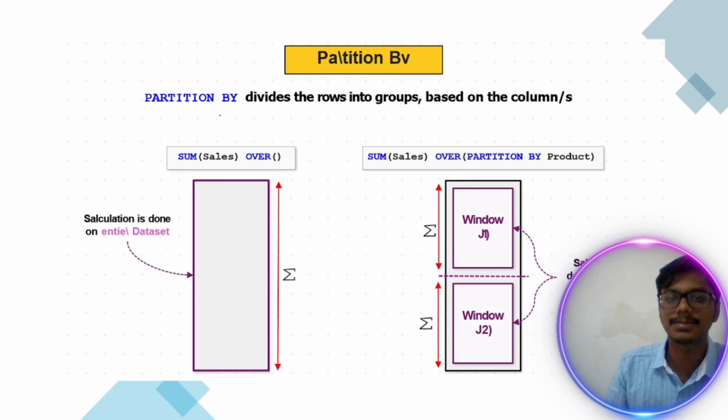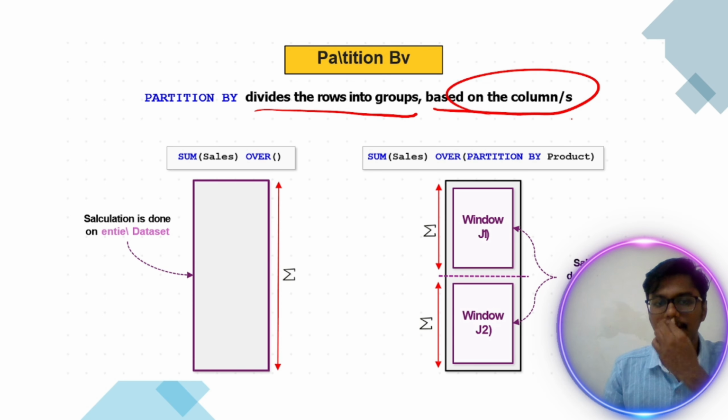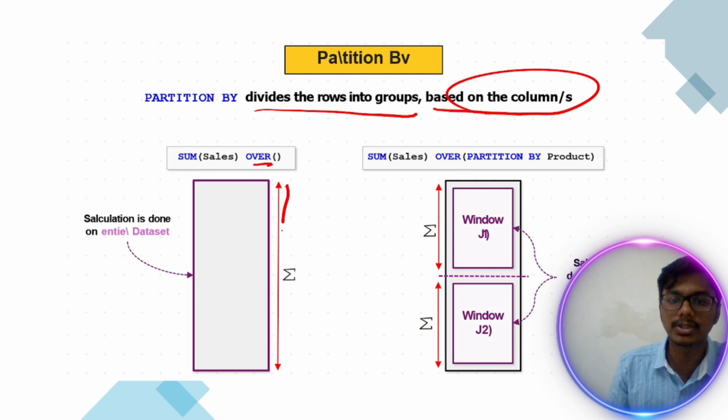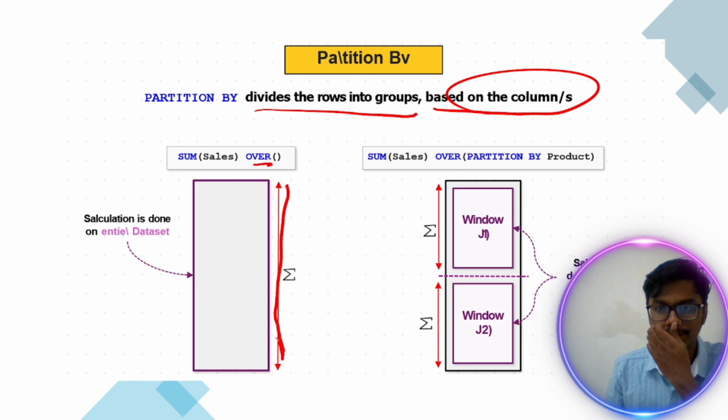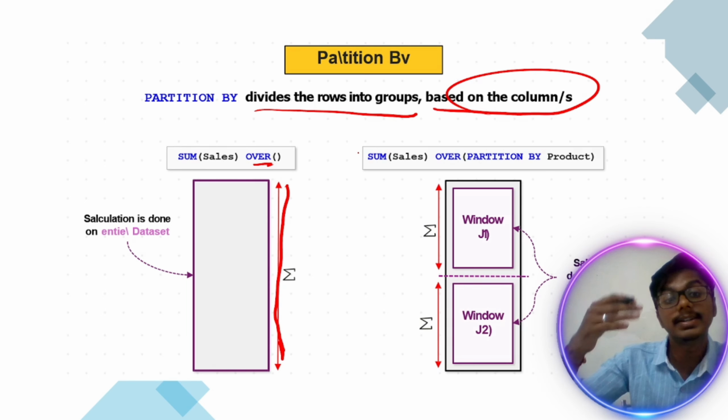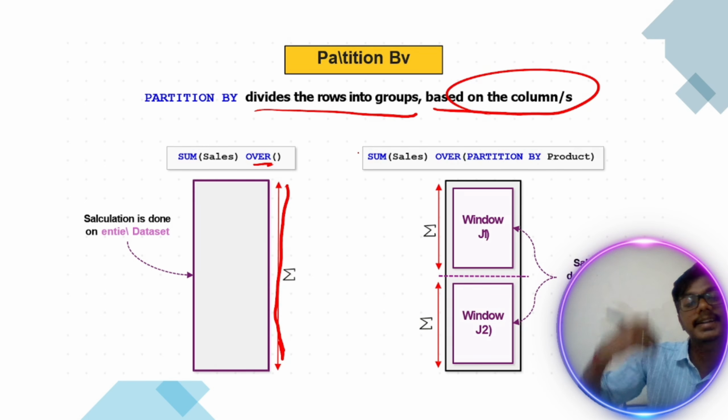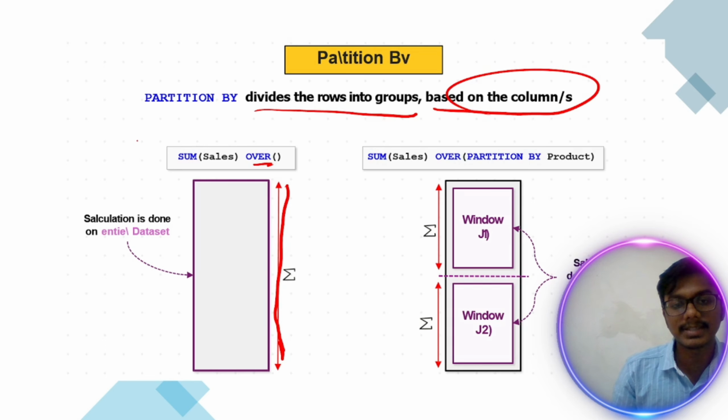So inside the partition part, what is meant by PARTITION BY? PARTITION BY divides the rows into groups based on the columns, right? Take the sum of the sales. If you give the sum of the sales and give nothing in the OVER clause, it will be considered the entire category. It performs the calculation on the entire data set, and does the sum of the sales.